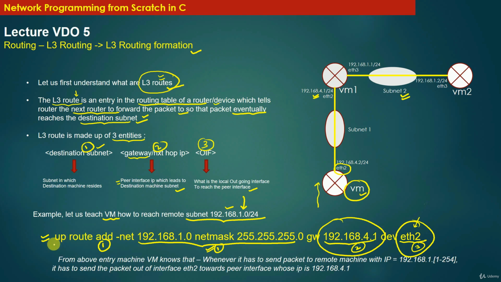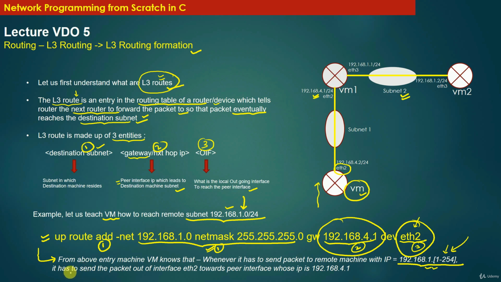So simply after feeding this entry in the router VM, it will get the following intelligence, right? From the above entry, the router VM knows that whenever it has to send a packet to a remote machine whose IP address is of the following type, that is 192.168.1.0, and the last octet of the IP address could be anything. Because if you specify any value in the last octet of this IP address, this IP address will always fall in subnet 2, right?